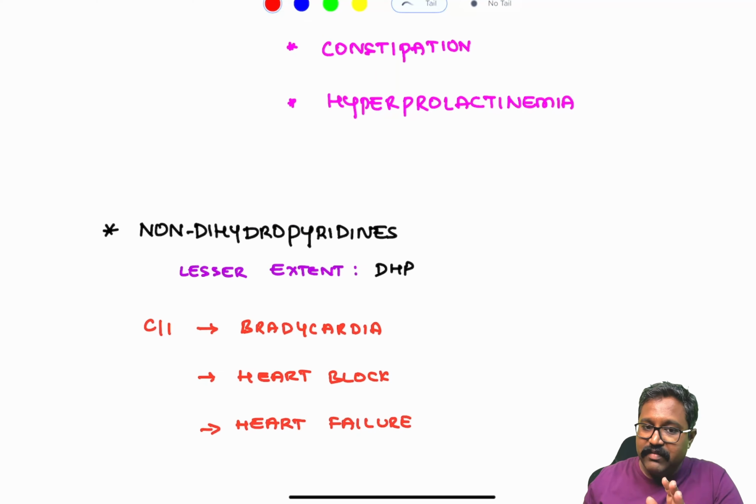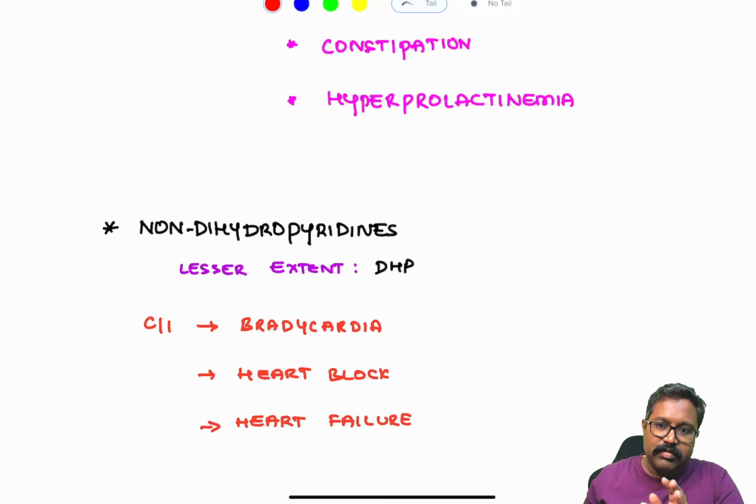And this should not be given in case of heart block, because if you are decreasing the heart rate, what will happen to the patient? The patient will collapse. It should also not be used in heart failure. These contraindications are absolute for non-dihydropyridines, but to a lesser extent they apply to dihydropyridines as well. Even the dihydropyridine group of drugs should be avoided in individuals having bradycardia, heart block, or heart failure.